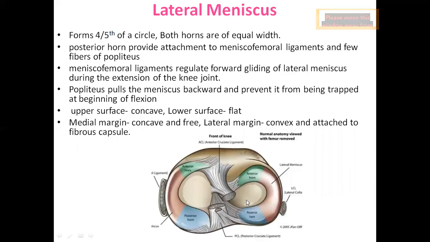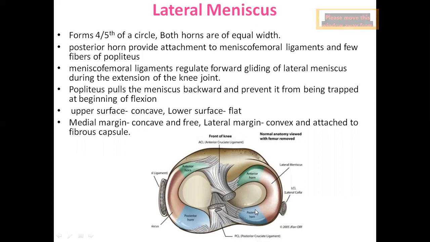Then lateral meniscus: it forms 4/5 of a circle. Both horns are of equal width, both anterior and posterior. Posterior horn provides attachment to meniscofemoral ligaments and a few fibers of popliteus. Meniscofemoral ligaments regulate forward gliding of lateral meniscus during extension of knee joint. Popliteus pulls the meniscus backwards and prevents it from being trapped at the beginning of flexion.